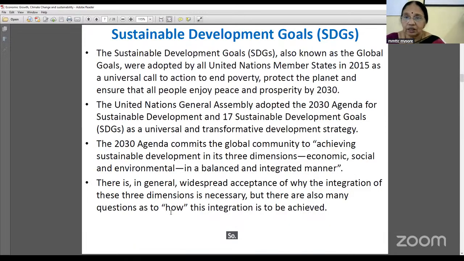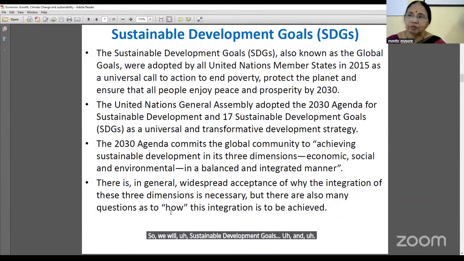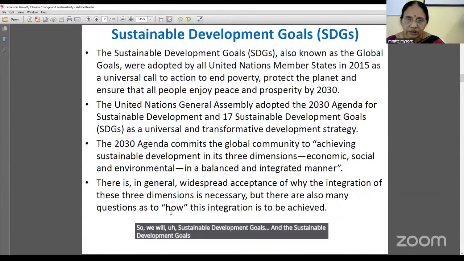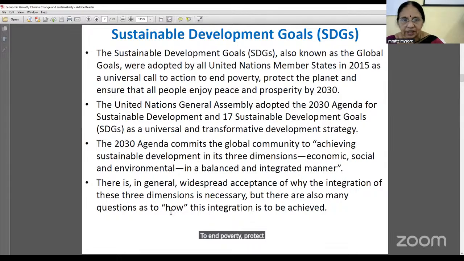So we have the sustainable development goals, which are also known as global goals, and they were adopted by all the United Nations members in 2015 as a universal call to action to end poverty, protect the planet, and ensure that all people enjoy peace and prosperity by 2030.